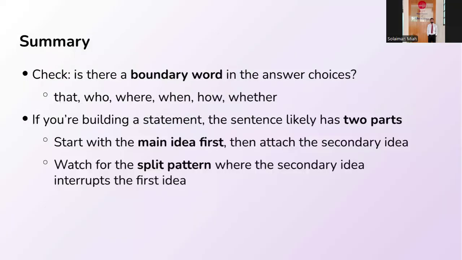To summarize, when you see a long Build a Sentence question, check to see if there's a boundary word in the answer choices. Words like that, who, where, when, how, and whether are strong indicators that the statement has two parts. Build the main idea first, and then attach the secondary idea. But watch out for the split pattern, where the secondary idea interrupts the main idea and pushes the main verb to later in the sentence.